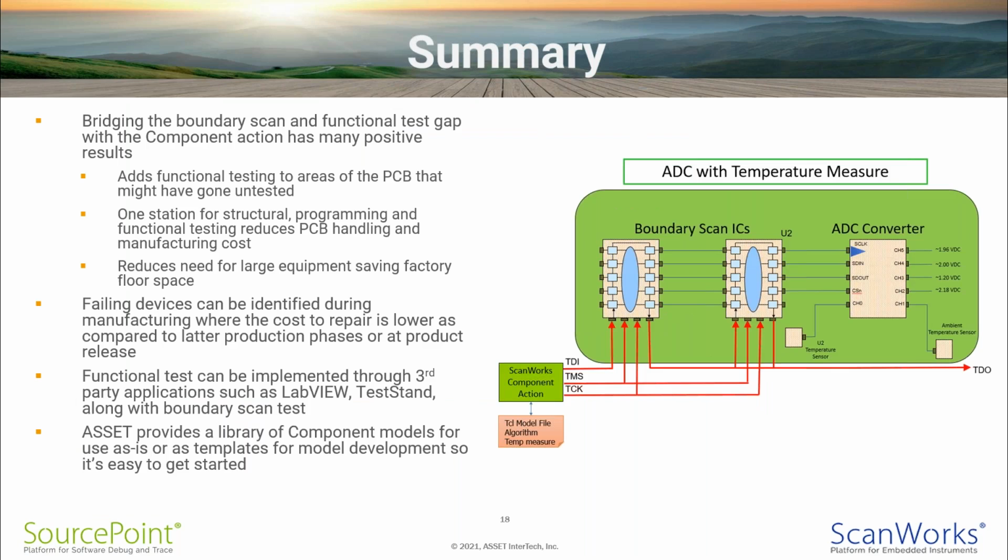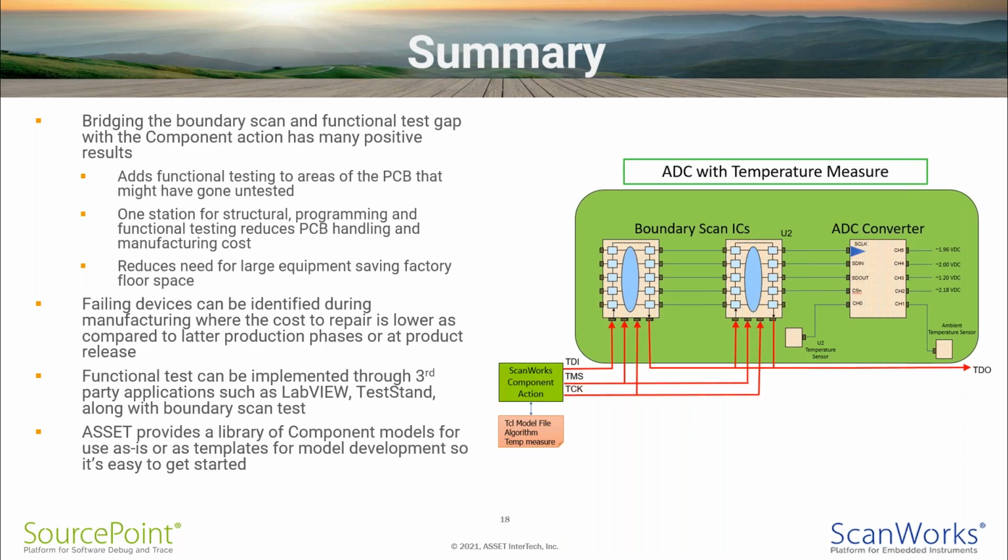So in summary, bridging the boundary scan and functional test gap with the component action has many positive results. It adds functional testing to areas of the PCB that might have gone untested. You can implement a component action in your existing boundary scan test, so now you have one station for structural testing, programming, and also functional testing. This reduces PCB handling, and it also reduces manufacturing costs. And it also reduces the need for large equipment, saving factory floor space.